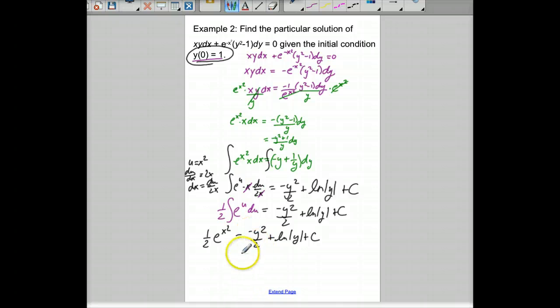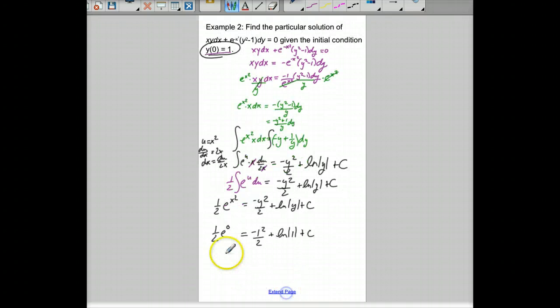So when x is 0, y is 1. So we're going to put 0 in for x. We're going to put 1 in for y. And that will help us find c. E to the 0 is 1, so this equals 1/2.